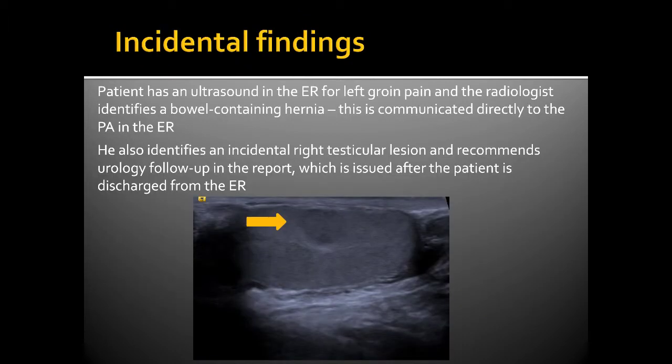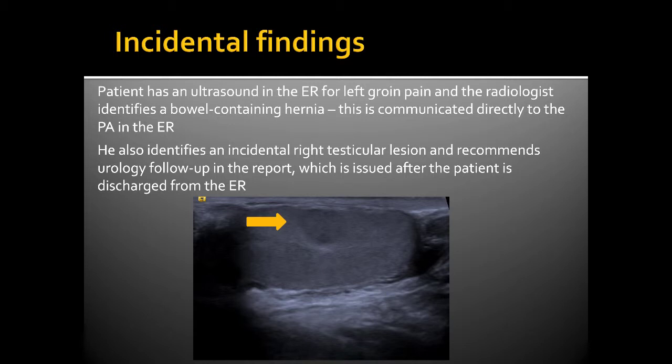This is a patient who had an ultrasound in the ER for left groin pain, and the radiologist identified a bowel-containing hernia. This was communicated directly to the PA in the ER. The radiologist also identified an incidental right testicular lesion and recommended urology follow-up in the report, which was issued after the patient was discharged from the ER. The patient was lost to follow-up and returned a year later with metastatic testicular cancer.